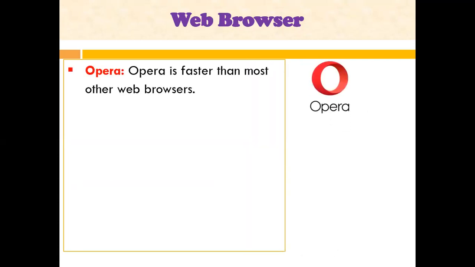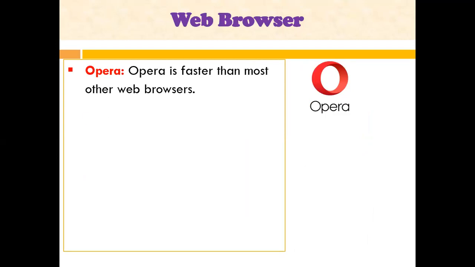Next browser is Opera. It is also called Opera Mini. Opera is faster than most other browsers. It is considered a faster browser than other browsers. In a mobile phone also we can install this Opera Mini.